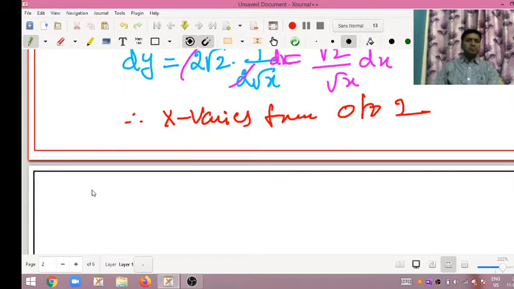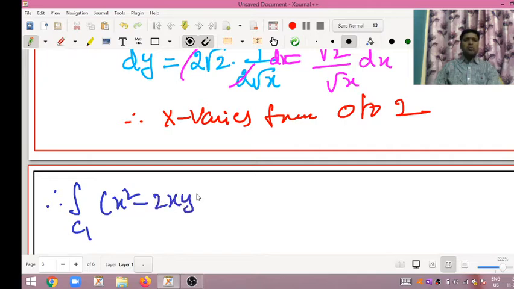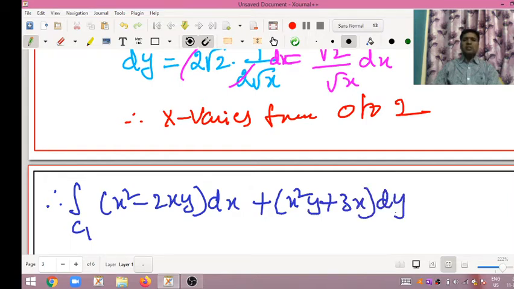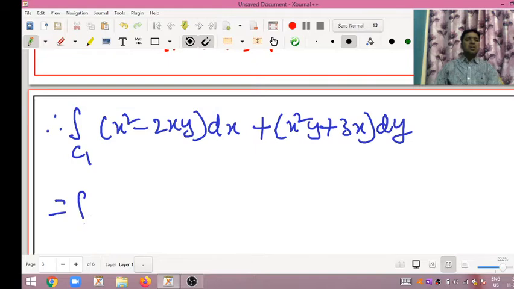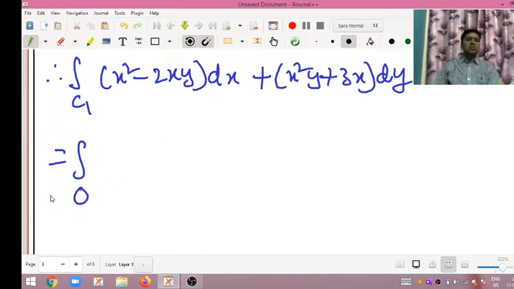So that's why, therefore, the given integral over curve C1 of (x square minus 2xy) dx plus (x square y plus 3x) dy is equal to what? See, the C1 curve varies from 0 to 2, where x is equal to 2. So x is varying, that's why we write x as it is. Now convert that y in terms of x, my dear friends.